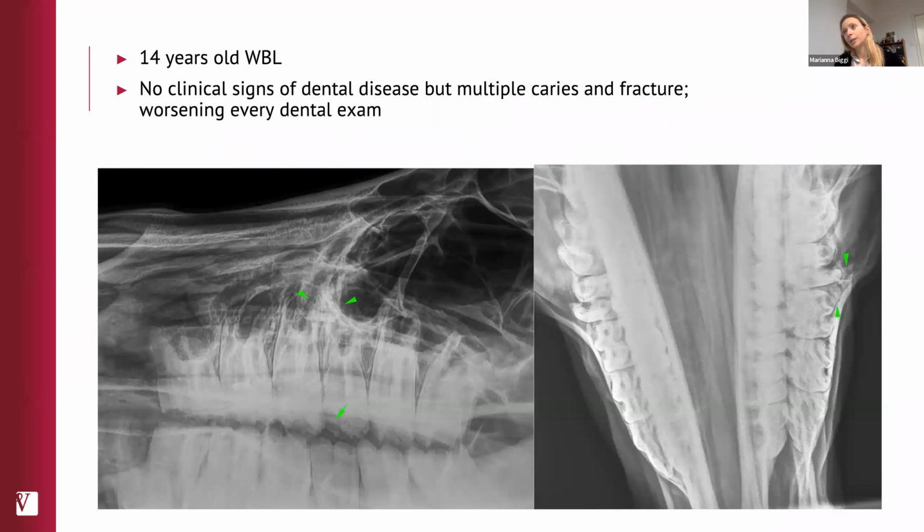This is a horse that was evaluated because they had multiple caries and multiple fractures, and every time that the dental was done, these were a little bit worse. So then radiographs were taken at this stage, and we can see one of the fractures on this 09. And we can see quite substantial periapical remodeling associated with this distal, mesial root of the 09, and you can see that the sclerosis can also be detected on the DV.